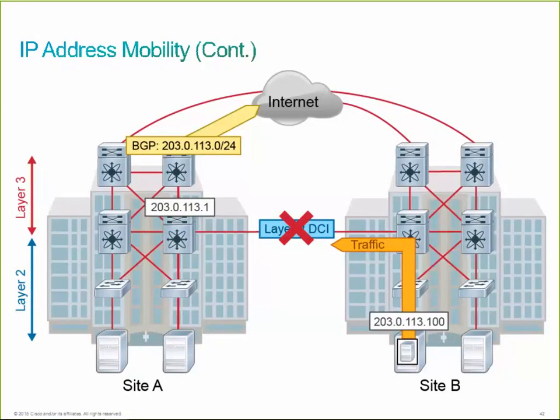BGP is still advertising the subnet from site A. So some of the servers from the same subnet could still be running at site A. So BGP is going to advertise that same network, but in this case, it's going to advertise it from site B. All right. If I'm advertising the same network from site A and site B, then I have a split brain issue, where some clients are going out of site B, some clients are going out of site A, but they kind of look the same, and there can be some confusion in routing in that case.